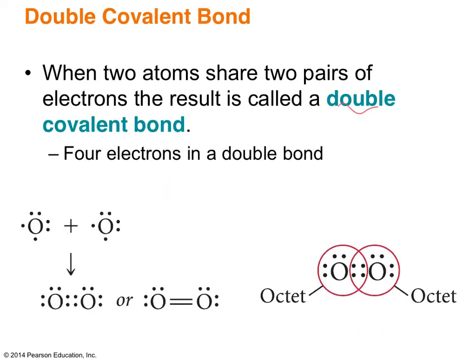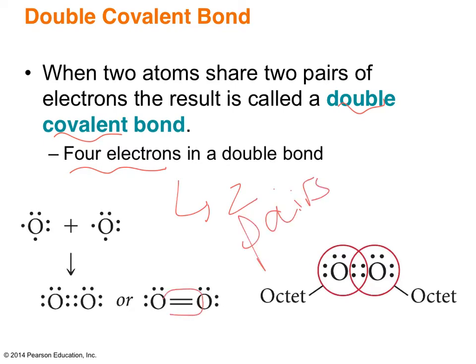A double covalent bond is simply when 2 atoms share 4 electrons or 2 pairs of electrons. Okay, and it's written like this. Each bond has 2 electrons in it. So you have a total of 4 electrons.